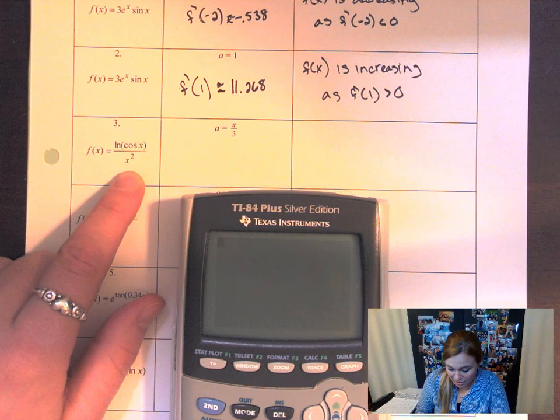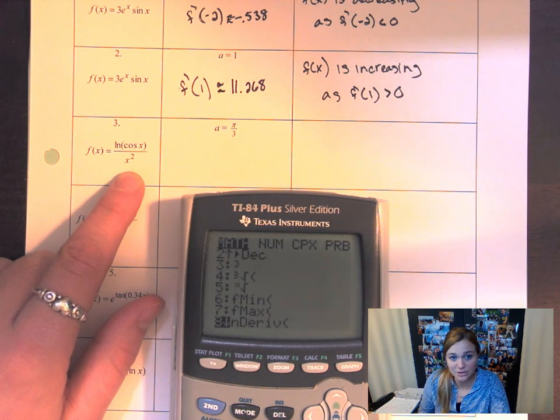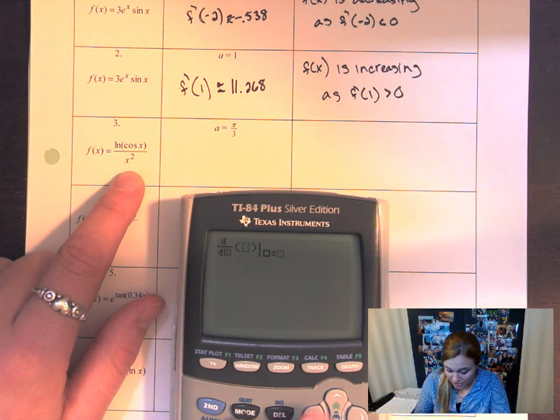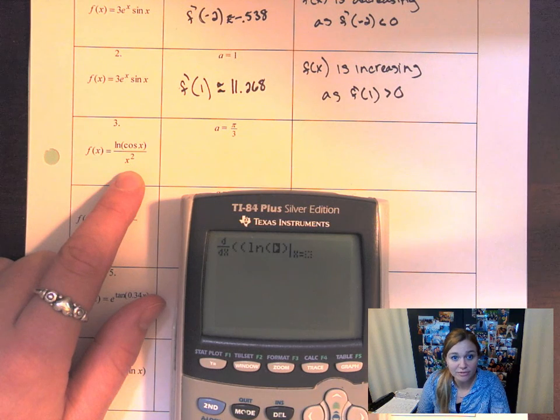I'm going to push math, and I'm going to go down to 8, the one that says nDeriv, the derivative with respect to x. Be careful when you're substituting this in because it's divided by x squared. I'm going to insert another parenthesis, and I'm going to say the natural log of cosine, where's cosine? There it is, of x.